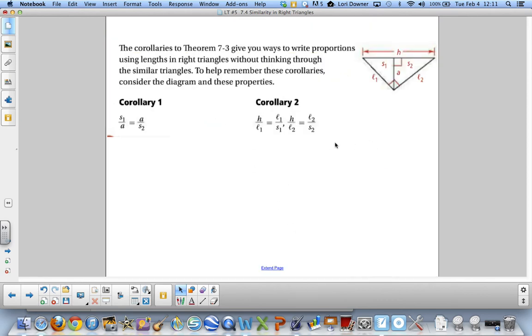So here are the two corollaries written out in this example, where we've got a right triangle to begin with. We draw an altitude, creating 2 more right triangles. We see that part of the hypotenuse is to the altitude as the altitude is to the other part of the hypotenuse. And then we also have the one with the legs that we just looked at.